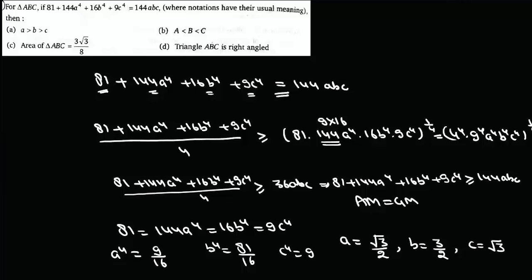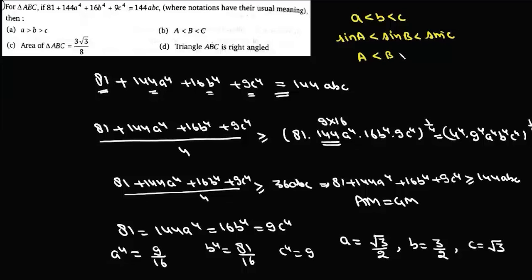Now clearly we can see that a is less than b and b is less than c. So sine A will be less than sine B and less than sine C, and since sine is an increasing function and all these values are positive, they lie in the first quadrant. So angle A will be less than angle B and less than angle C. So that means option A is incorrect and option B is correct.